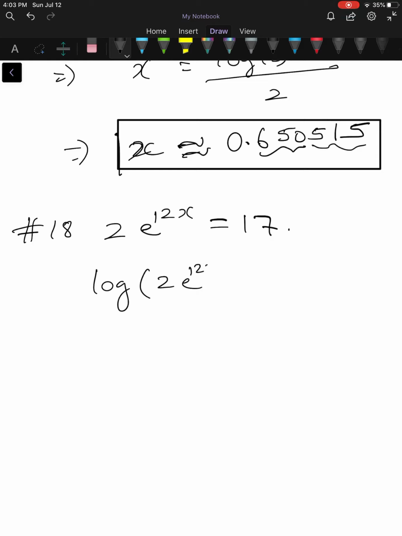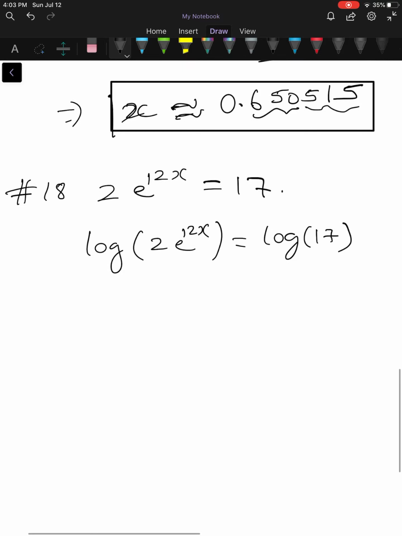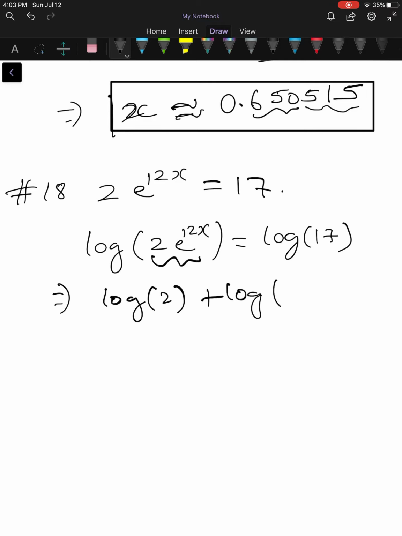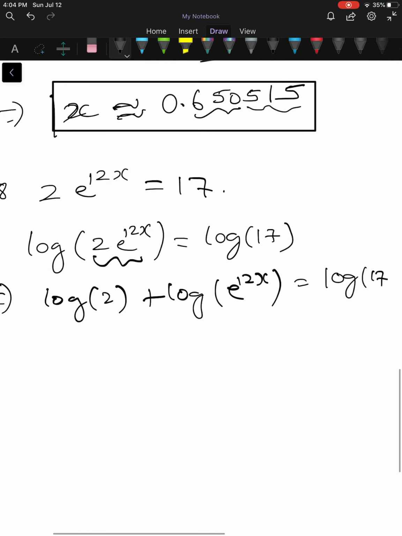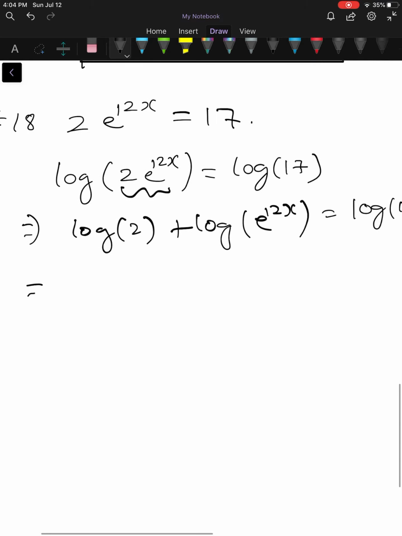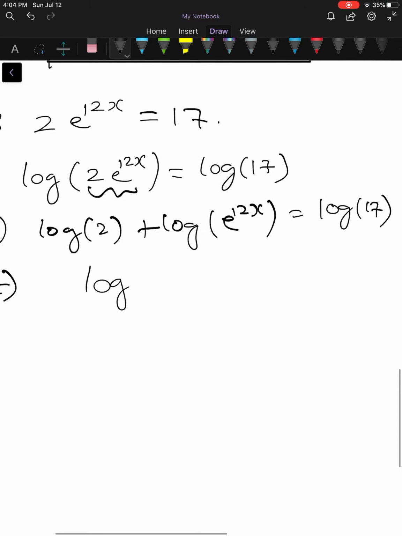Okay, the second step is to apply log. So log on both sides: log of 2e power 12x is equal to log of 17. Okay, so this implies you can see a clear product in this term. If you have to simplify it using laws of logarithm, you have to apply law number 1, that is expressing a product as a sum of logarithms. So that would be log of 2 plus log of e power 12x, correct? So that is equal to log of 17.